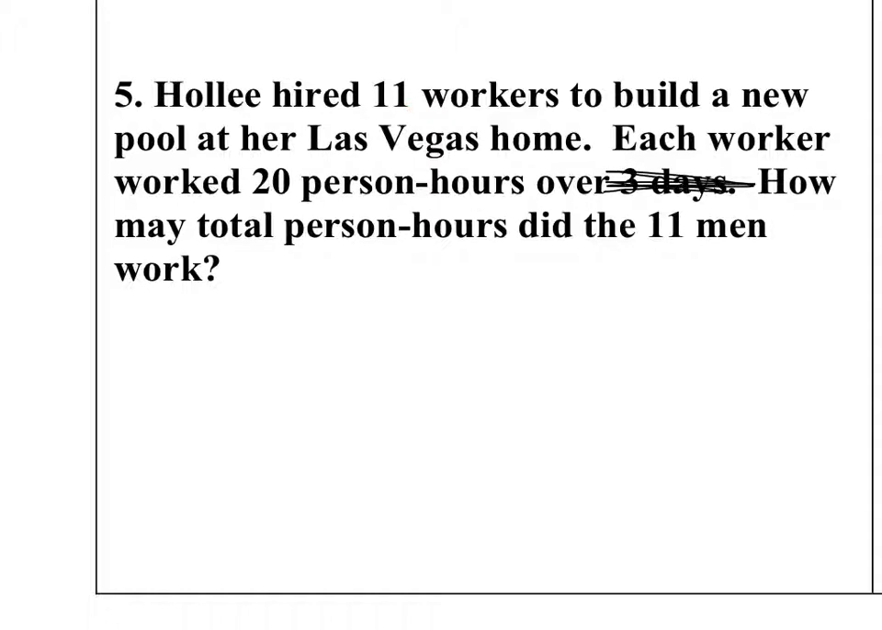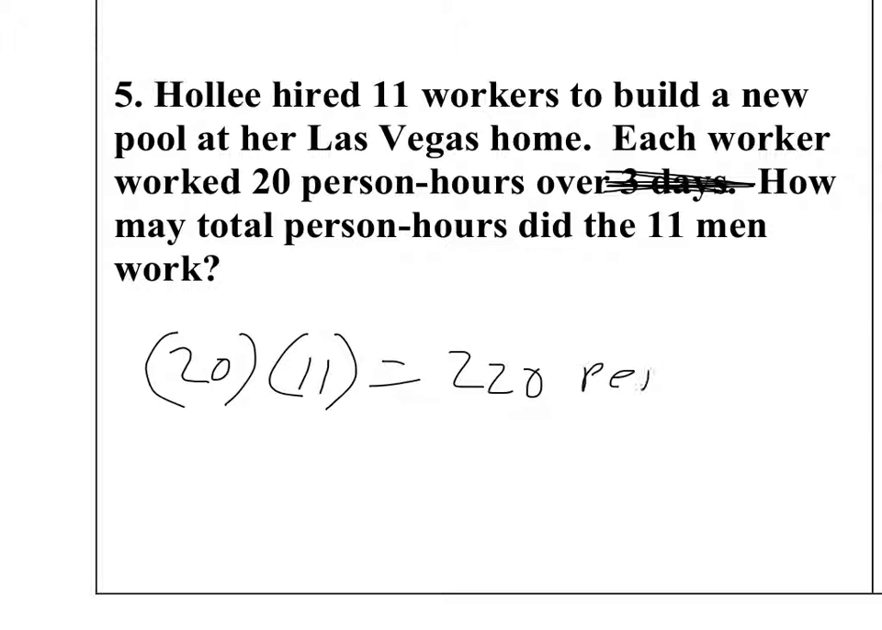It's not necessary. And in order to figure out the total person hours, all we need to do is take the numbers 20 and 11 and multiply those together. So that means 20 times 11 will give me 220. And it's 220 person hours.